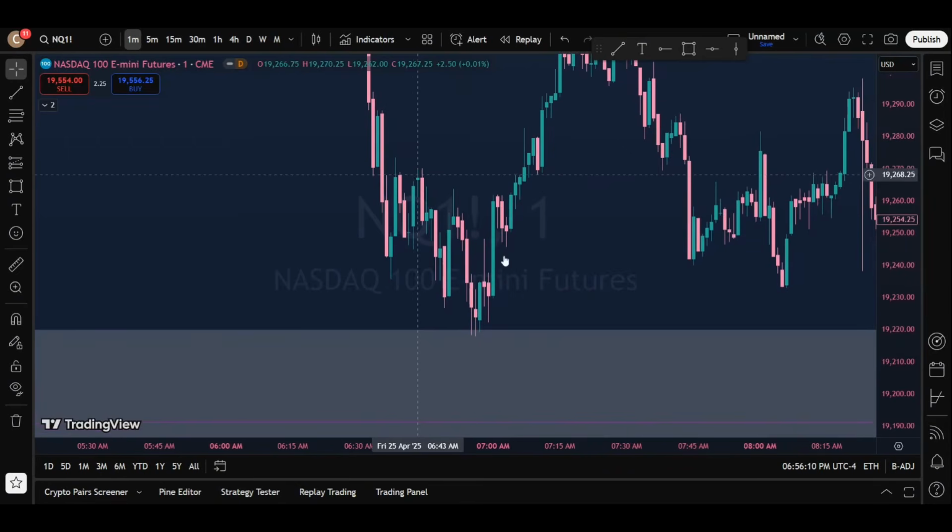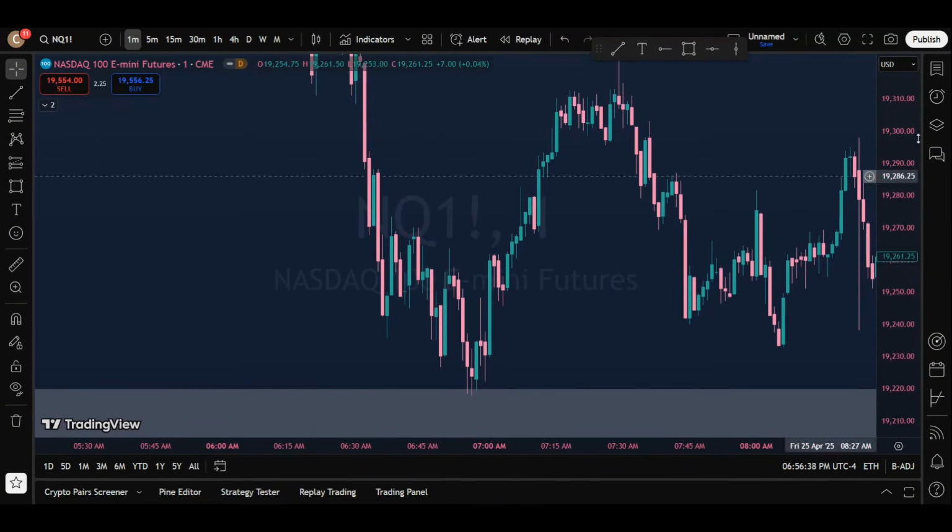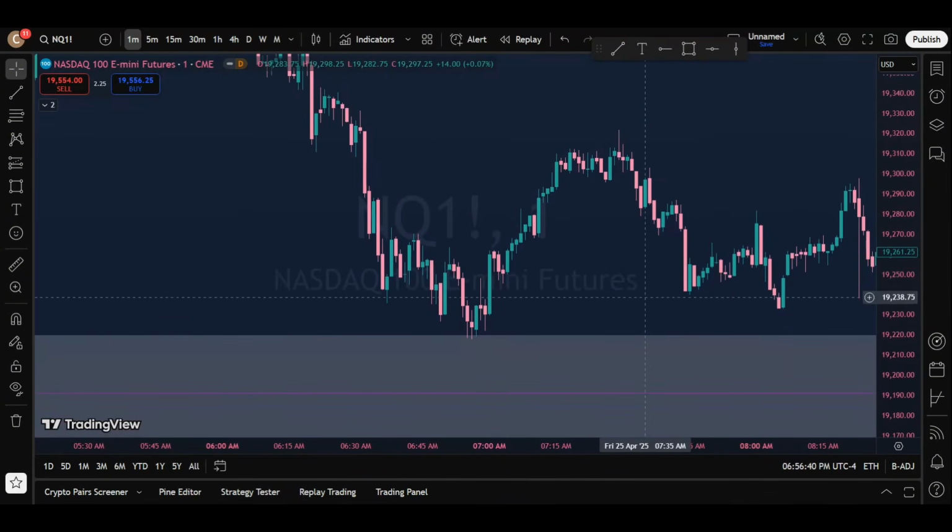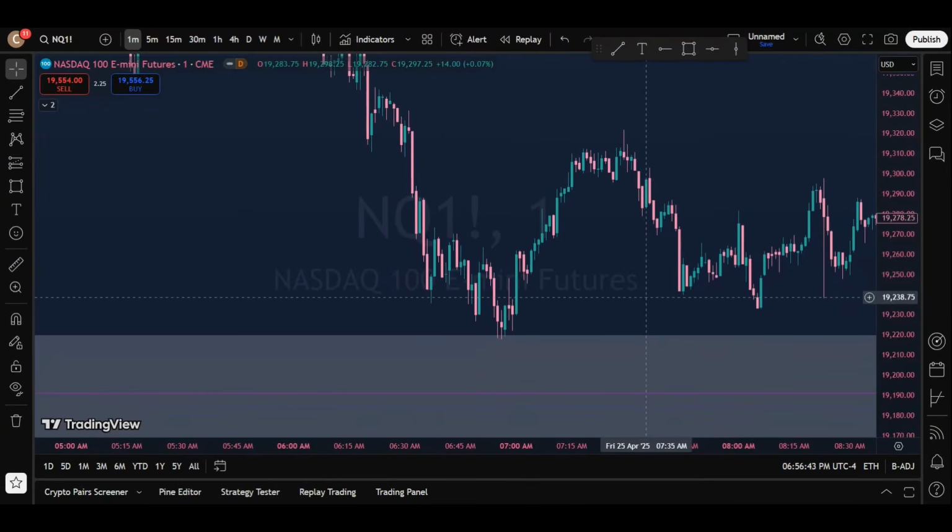So here we got to the zone and we have rejection, rejection, rejection, doji, rejection. And then we have, what's that? An engulfing candle. This candle is way bigger than this candle. So we have that engulfing candle at a key zone. There is an entry.